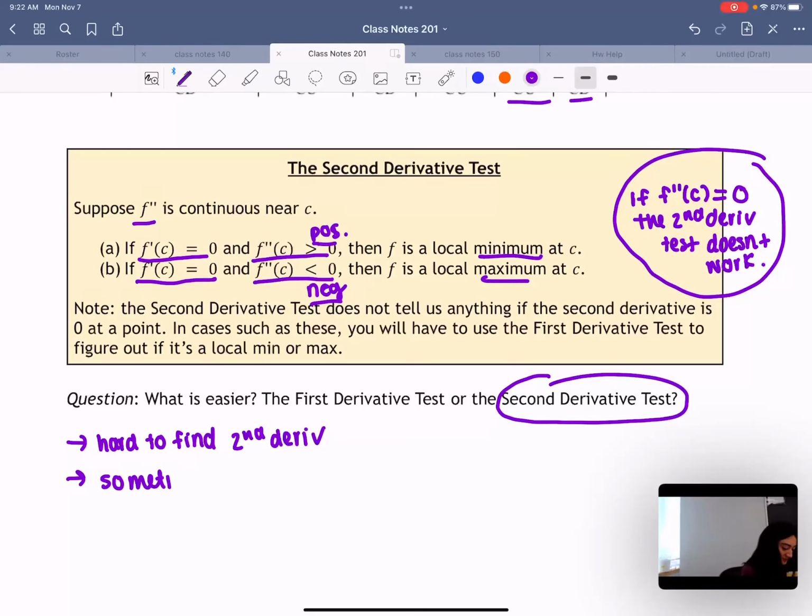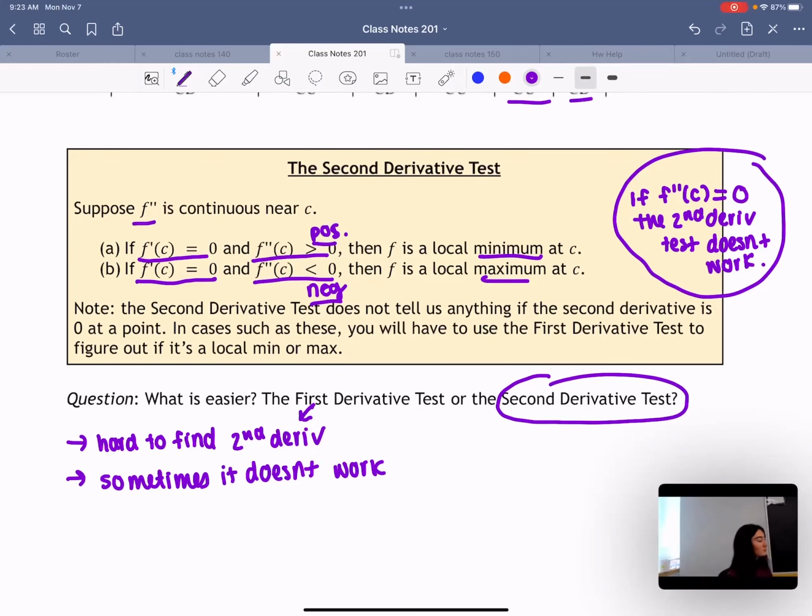So sometimes it doesn't work. Okay, and because of these two reasons, either it's hard to find the second derivative, which is a valid excuse to not use it, and sometimes the second derivative test doesn't work, these two are reasons that we might want to fall back on the first derivative test. Or I might just tell you straight up to use the first derivative test, and then I guess you'd have to use it. Okay, so let's go to the next page.